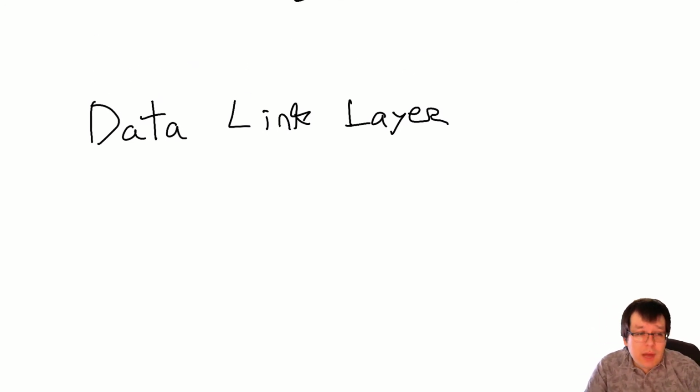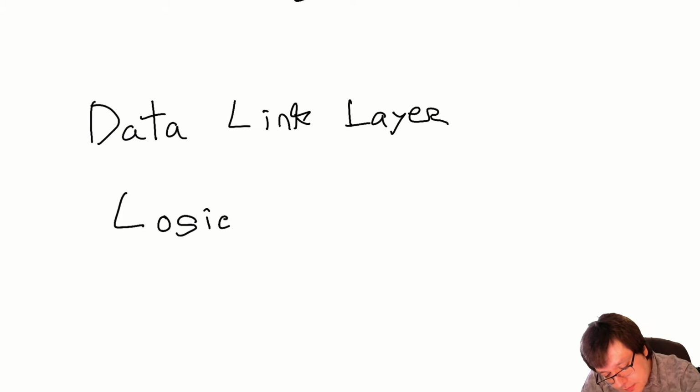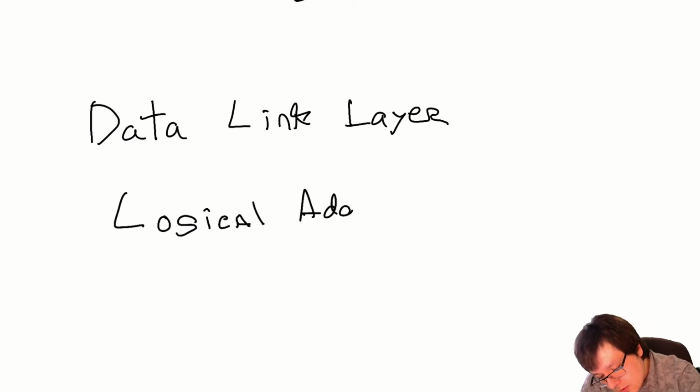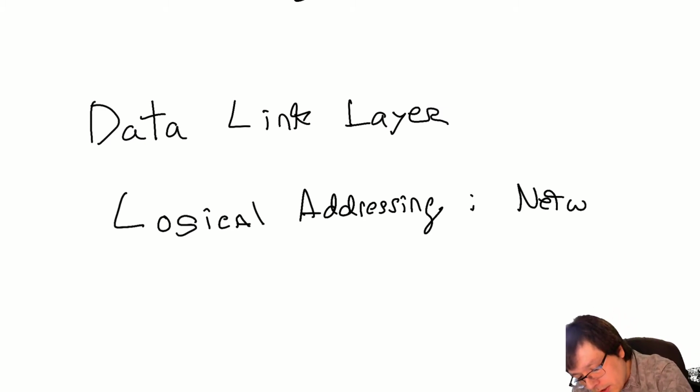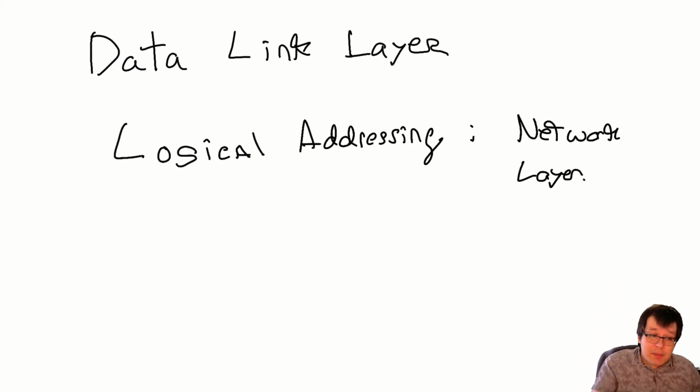So you have your data packets coming in from the network layer, and the data link layer is going to have the physical addressing. While the network layer is going to have the logical addressing, so that's the IP address. Let me write that down.